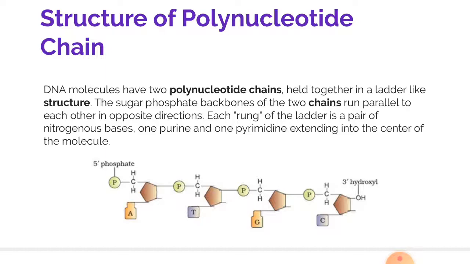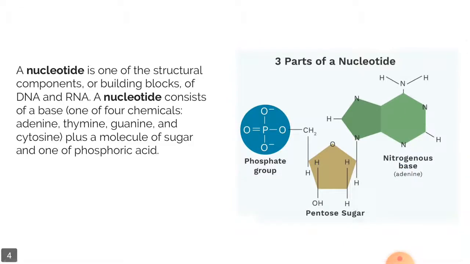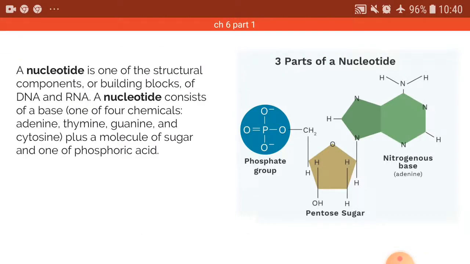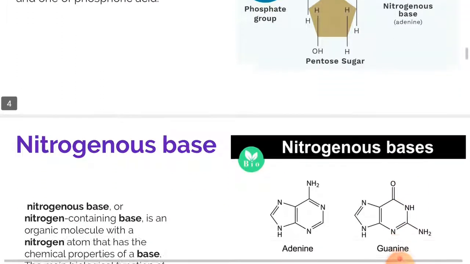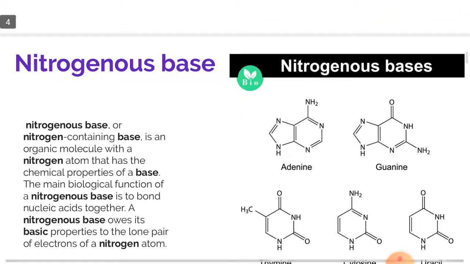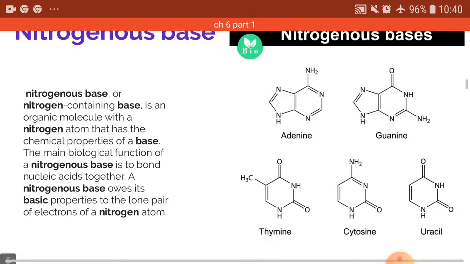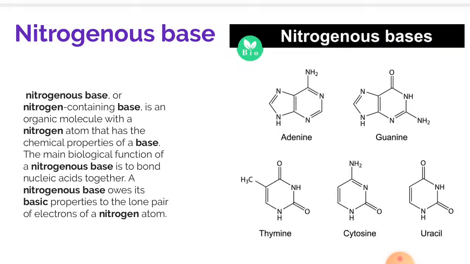So the two deoxyribonucleotide chains are held together by hydrogen bonds. This we'll see in the further diagrams. You see here the nitrogenous bases. Now here these are the different nitrogenous bases. We talk about 4 nitrogenous bases, but here we see 5.